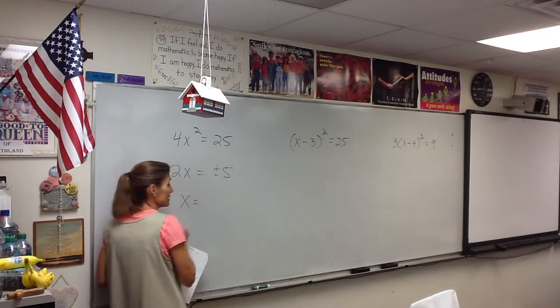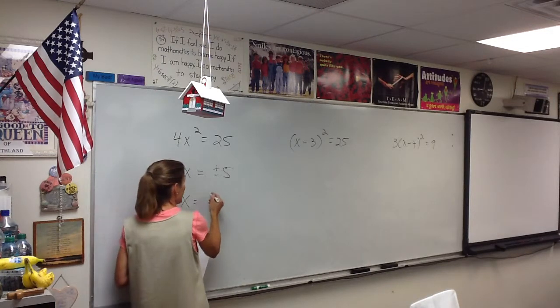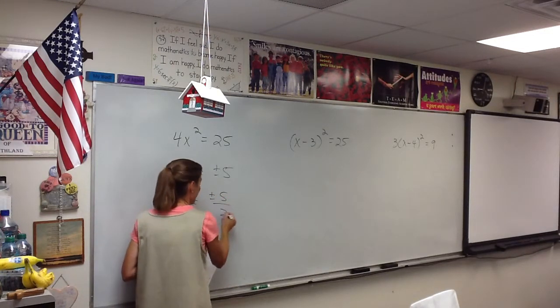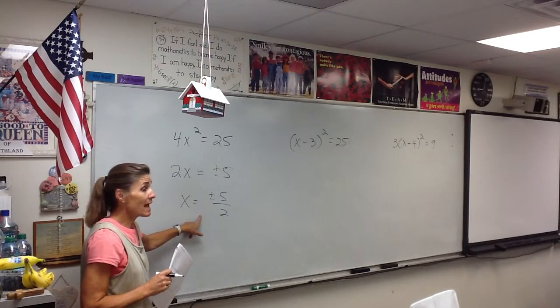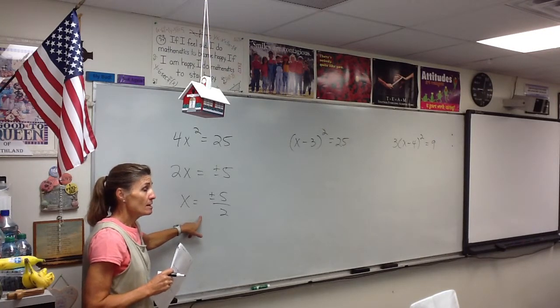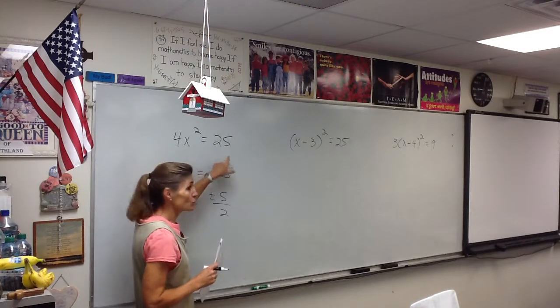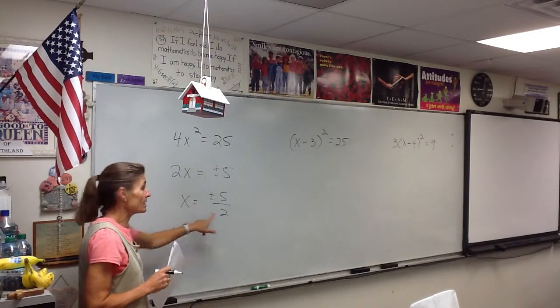What is x going to equal? Plus or minus 5 over 2. That's the answer to the question. So it's that simple, kids. If you have a square equal to a square, take the square root of both sides, and there are your two answers.